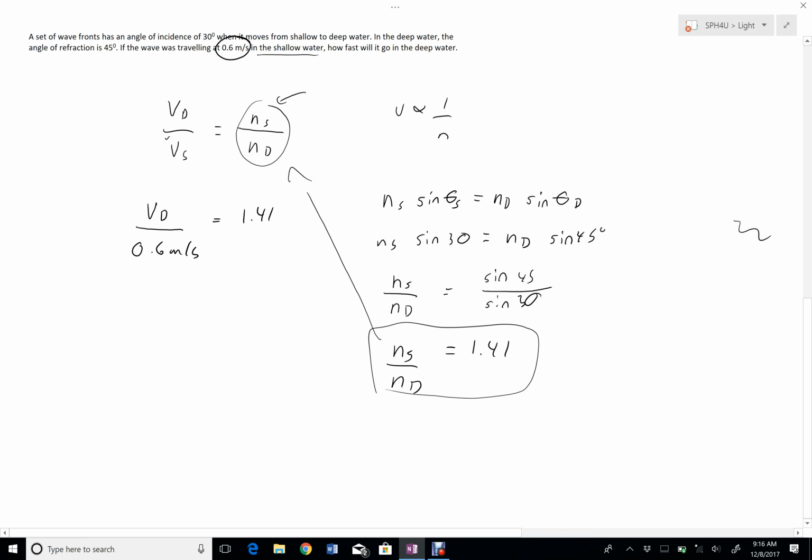So the wave would speed up as it went into the deep water and move up to a wave speed of 0.85 meters per second. So that's just another Snell's law problem where we look at how we can use two refractive indices to figure out the change in speed that would be associated with moving from one medium to another medium.